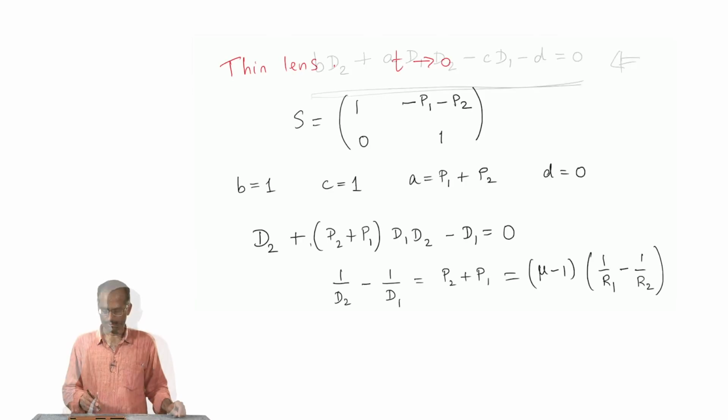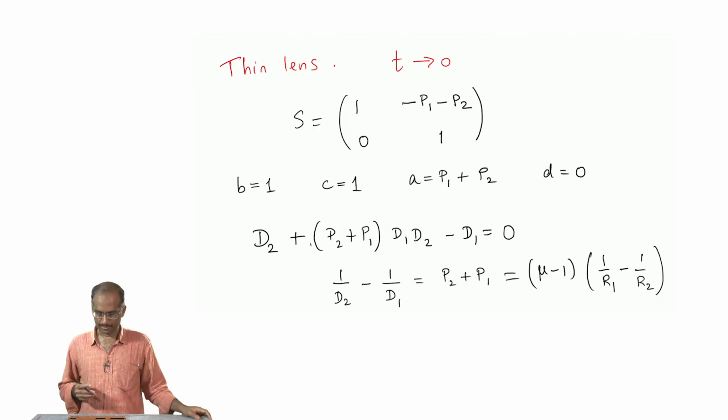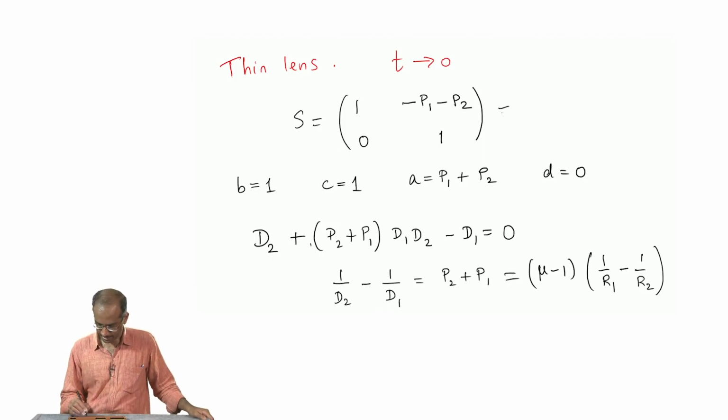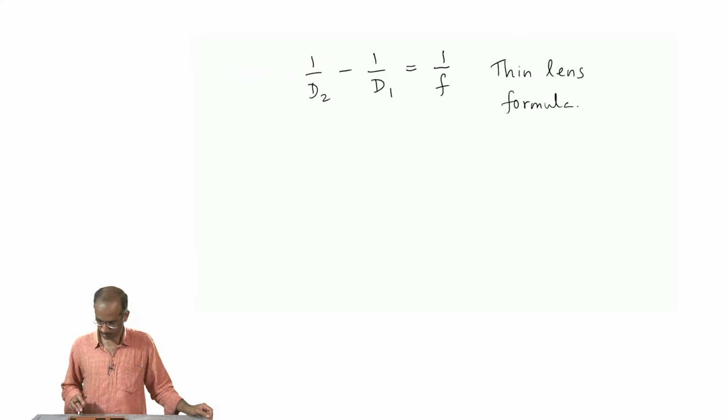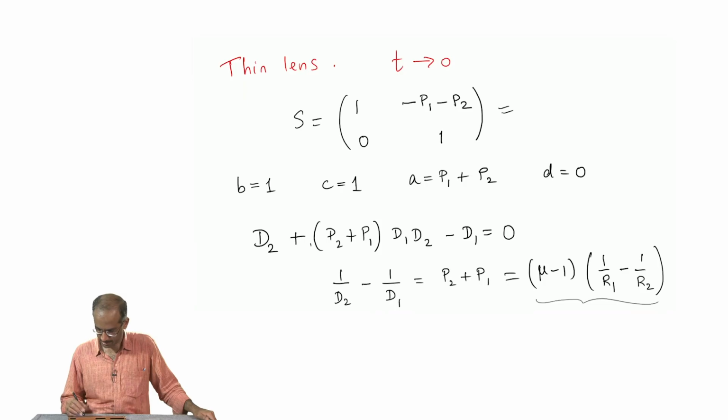This S, which is the sort of system matrix for the thin lens, can be rewritten in terms of the focal length or focus. Notice that 1 by d2 minus 1 by d1 is equal to 1 by f, which is equal to the quantity here. Hence, this equation or the matrix can be written as 1, minus 1 by f, 0 and 1.